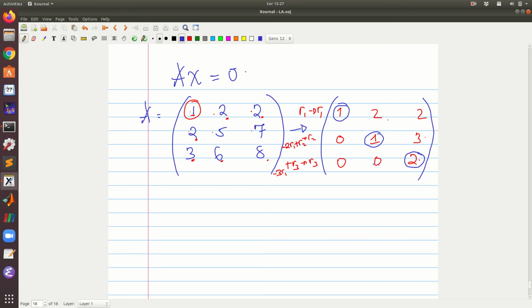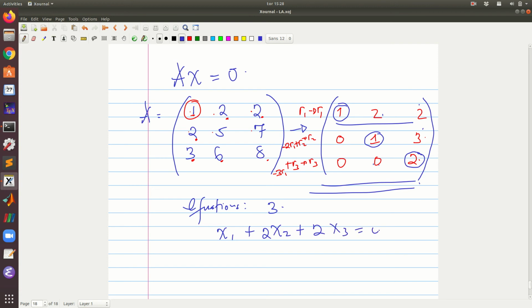Remember, if we wanted reduced row echelon form, then we would have to set this to 0, this to 0, and that to 0. But this is enough. If you just look at the system here, how many equations do we have? We have 3 equations. Depending on the coefficients, let's assume we have 2x2 plus 2x3 equals 0, and then the second equation will be x2 plus 3x3 equals 0, and then the last equation will be 2x3 equals 0.